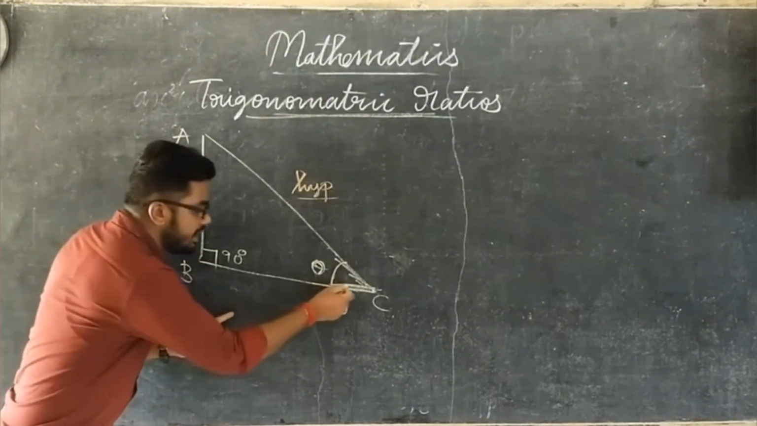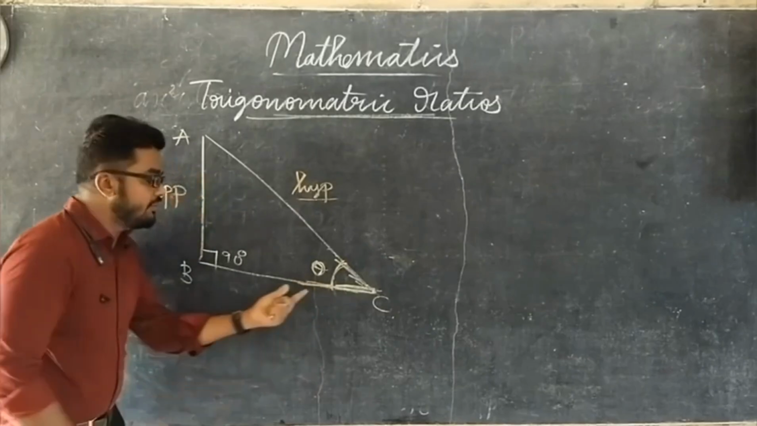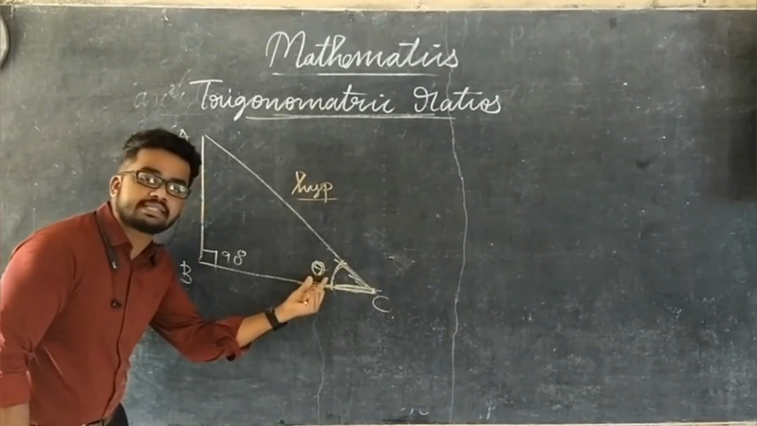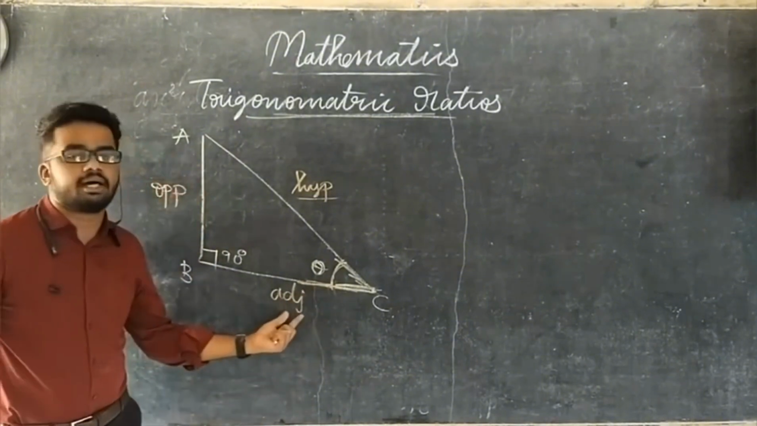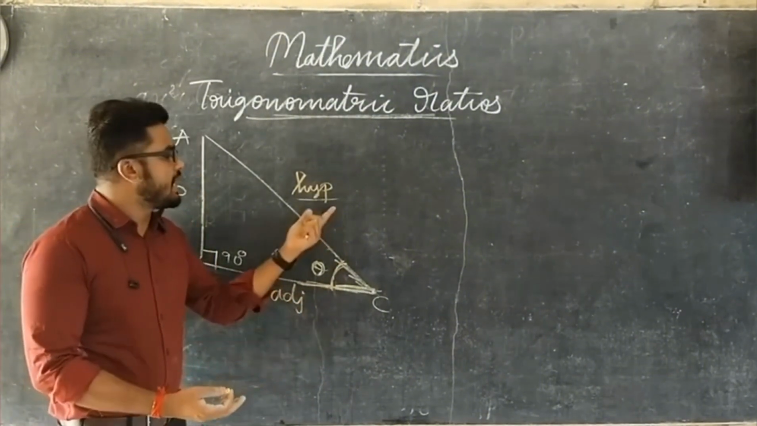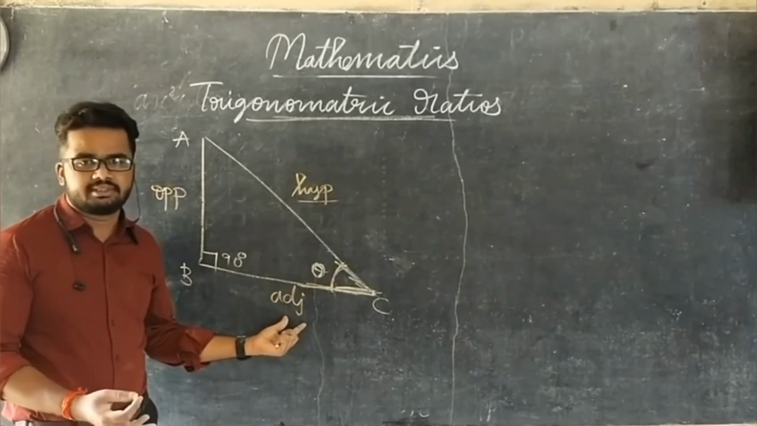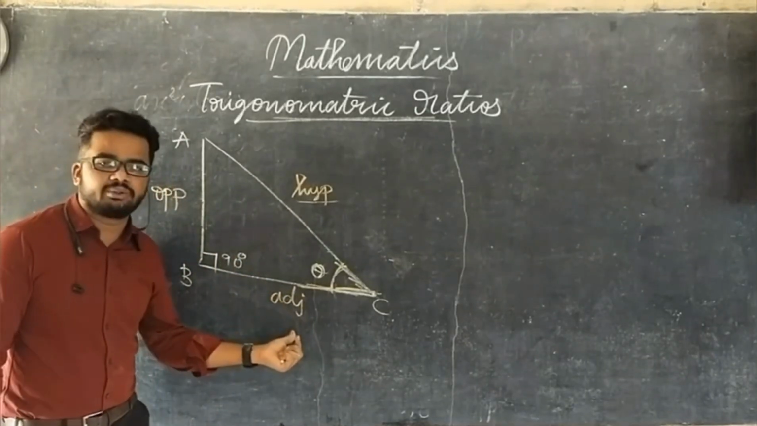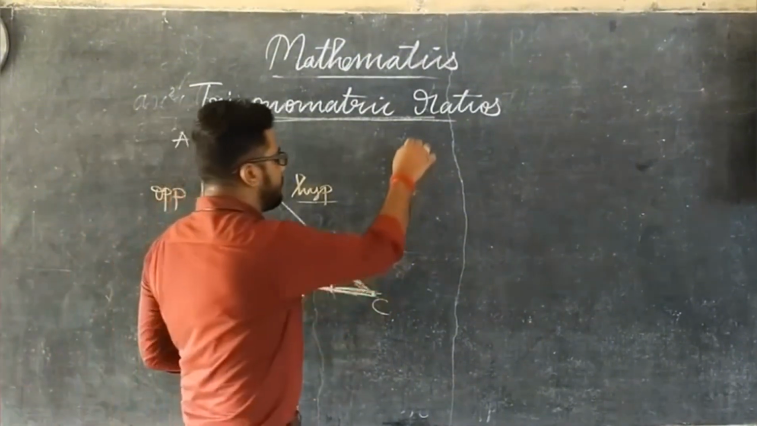Now, what is adjacent to this theta? Which line is adjacent to this angle? This is the side which is adjacent to theta. We call that the adjacent side. Hypotenuse and opposite you recognize, and the remaining one is adjacent. I think this is clear to you. Who has a doubt here? Let me take one more triangle and explain to you.